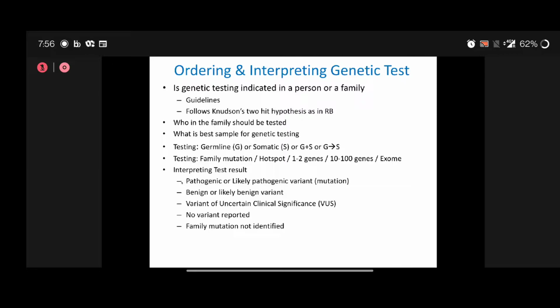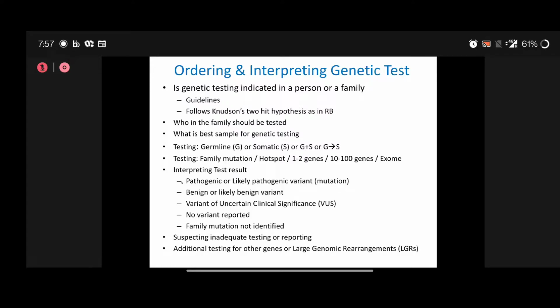Then finally, how to interpret the result. So it should be a pathogenic or likely pathogenic variant, what we call mutation. A benign or likely benign variant means of no consequence. Most labs would not report it, but some labs would confuse you and give you a long list of variants. And then VUS, as I mentioned, and no variant is reported, and family mutation not identified. So these are things you have to say. And as a doctor, it is your responsibility to see whether to suspect inadequate testing or reporting, because you only will guide the patient to do that. And sometimes you have to order additional tests.